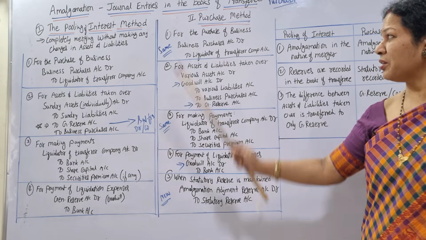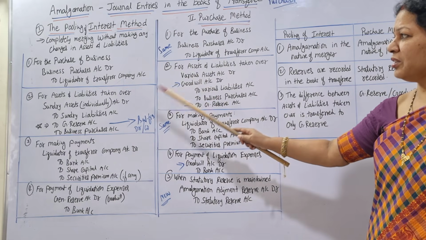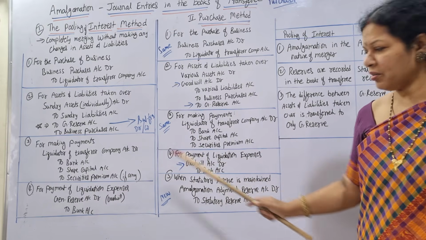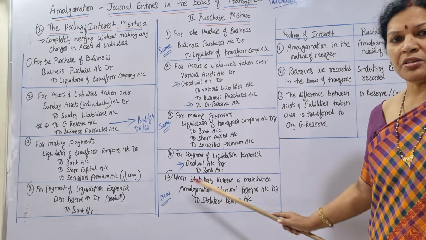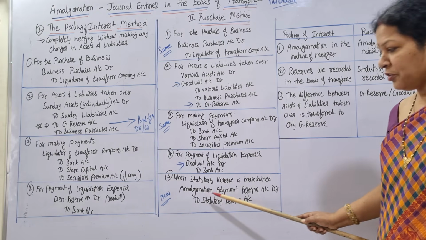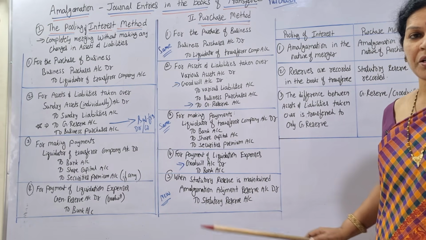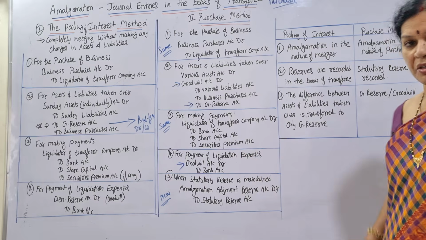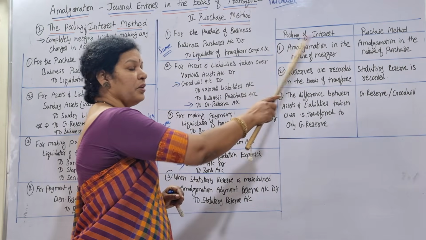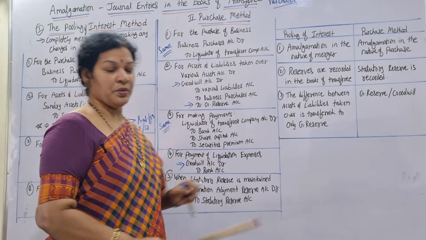Simple, four entries only, and the same entries here. The only difference is here goodwill, and for making payment also, general reserve there, here goodwill. Statutory, if at all given, then we'll take it. What is the entry? Amalgamation adjustment reserve account attached to statutory reserve account. Clear? Now, what is the difference between the pooling of interest method and the purchase method?